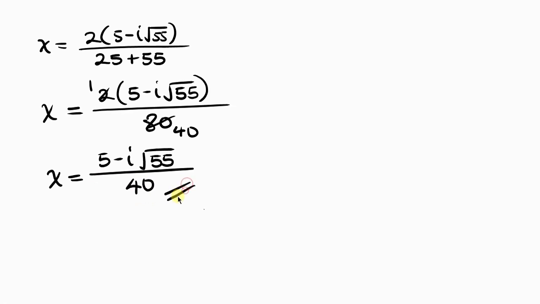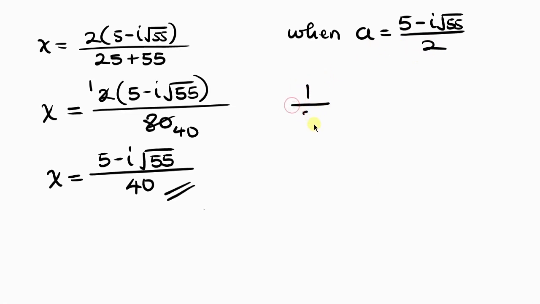Very good. So we've got two values of x. Now to get the last value of x, I'm not going to do that, but I'm going to be giving you as an assignment or homework. Let's take it as homework. This is when a is equal to 5 minus i root 55 all over 2. So I want you to substitute this value of a into our normal substitution of 1 over x equal to a, and tell me the result in the comment section. Feel free to share your ideas in the comment section below.